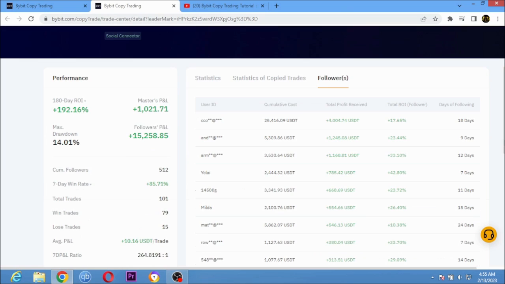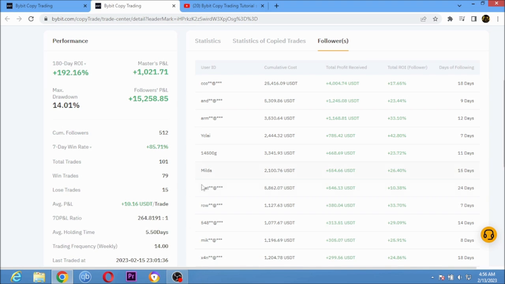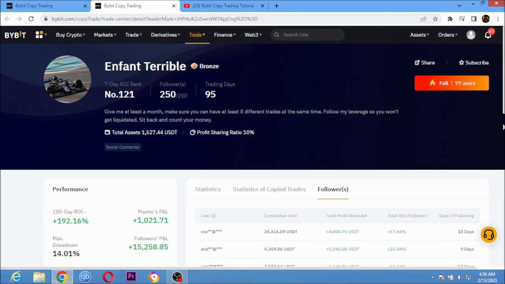Let's go to followers. By followers, you can see that this trader has made his followers a lot of money. Like you can see here, in 7 days he has made 17% in 18 days. In 9 days he made 23%, depending on how much the follower had entrusted with him. So you can see that this is a very valuable trader.